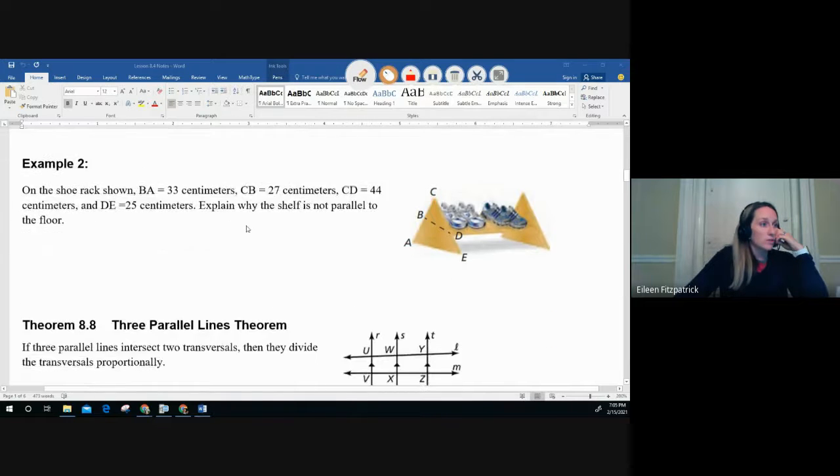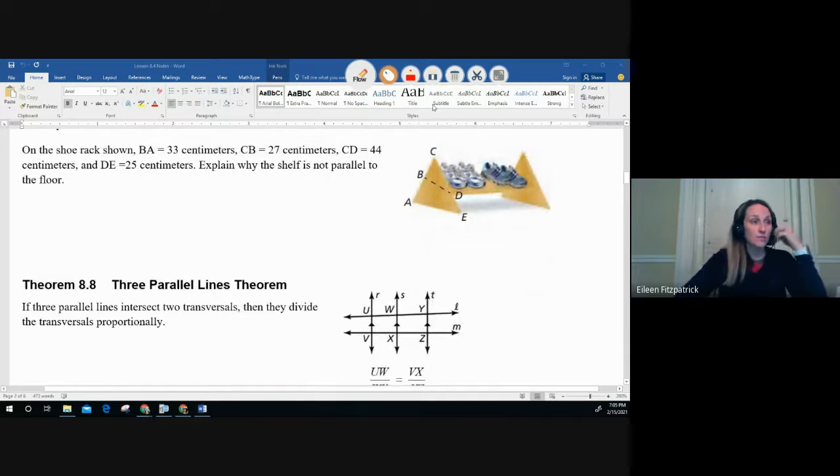Example 2. Now we want to use the converse of the theorem we just talked about. So the converse, remember, is going to be used to show that this is parallel to that. And it's only parallel if the sides are in proportion. Okay? So you're told that BA is 33 centimeters. CB is 27. CD is 44. And DE is 25.